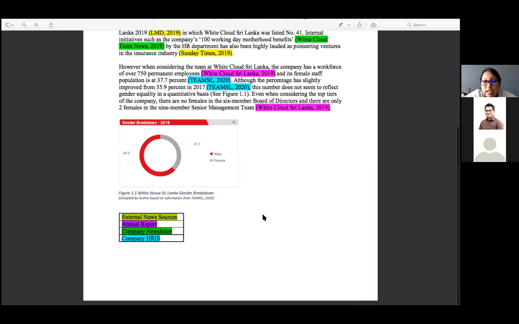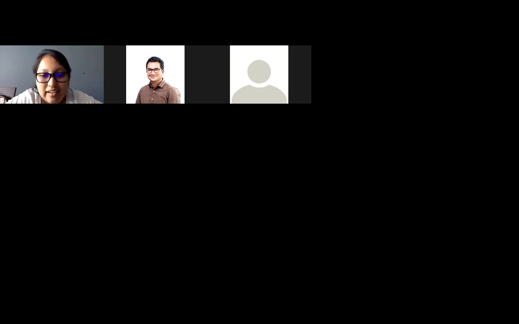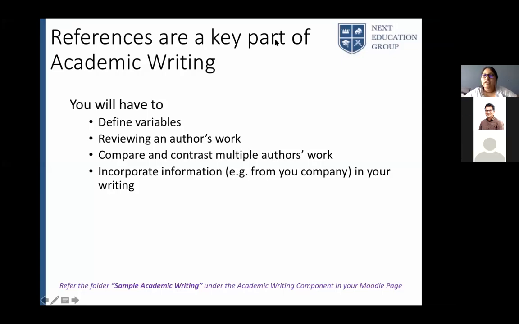So when you are writing about a company, guys, you will have to look at all these things. This is not theory, this is practical stuff. So basically what I'm trying to show you is that for academic writing, there's a lot of reading involved. And everything that you read, or the things that at least you want to include, you have to include using proper referencing, right?